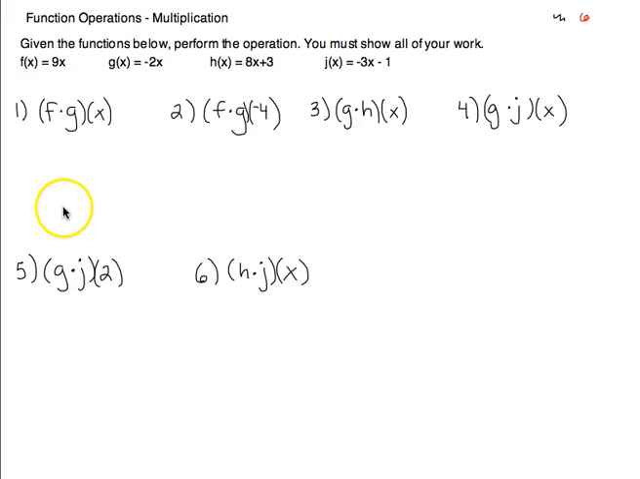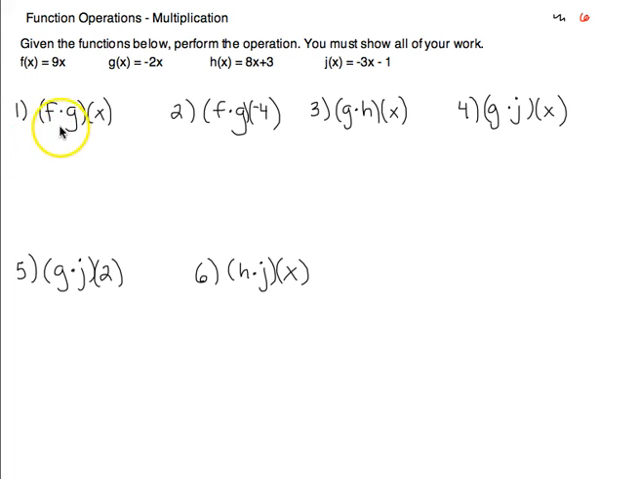Okay, here we're continuing with function operations and talking about multiplication this time. All of the notation that we talked about in the addition and subtraction video still holds true here. So again, just like I said in the last one, take a minute to pause the video, get this written down in your composition book for your notes.